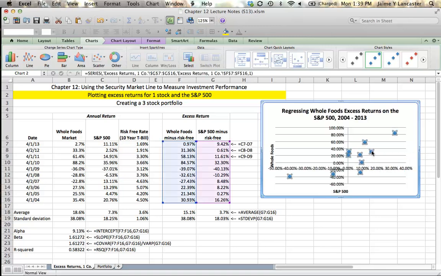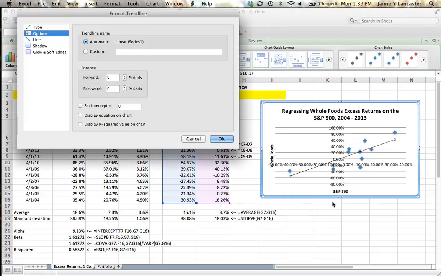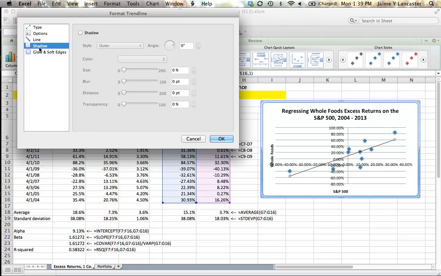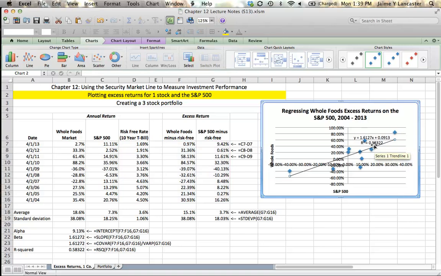And I'm going to click on one of my data points, and then I'm going to right-click and select Add Trendline. And now I've got my trend line, and it may pop up as Options or Shadow, whatever it is, but you want to be here in Options. And you want to display your equation and display your R-squared. Tell it OK, and then move this somewhere where you can read it.